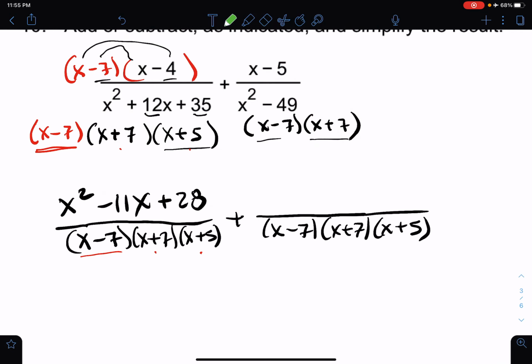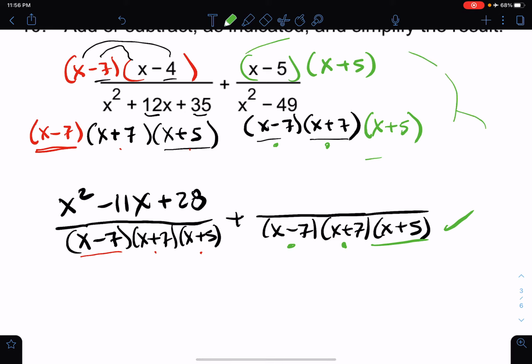I can see that I have x minus 7 and x plus 7. I'm missing the factor x plus 5. When I multiply the denominator by that, I get my LCD, so I'm good. But I must multiply the numerator by that to keep this whole fraction equivalent to this new whole fraction. Now notice what I'm multiplying: a difference of two squares. X minus 5 times x plus 5 is just going to be x squared minus 25. If you FOIL it out, the middle terms will cancel away, and there you go.